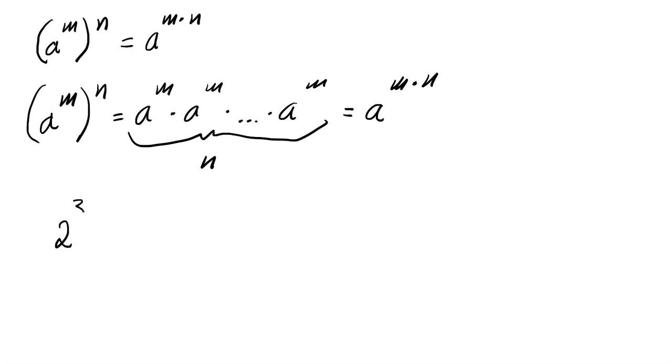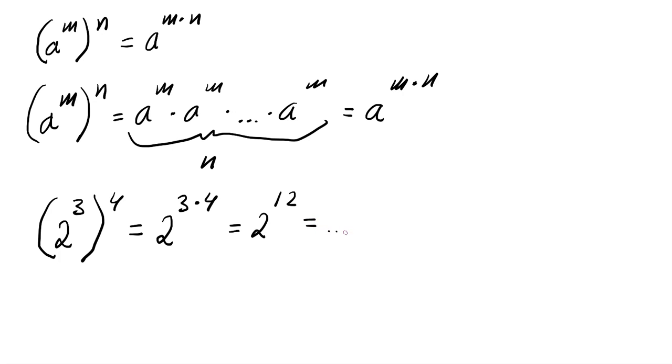So for example, 2 raised to the power of 3 raised to the power of 4. So this is 2. Then the rule says that we can just multiply. So this is 2 raised to the power of 12. And this we can of course calculate. So how do we do that? Yes, it's just take 2 multiplied by itself 12 times. So 2 times 2 times 2. If you do that, we end up at 4096.